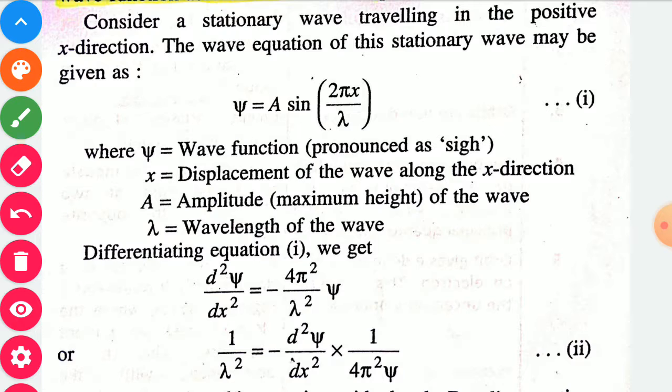If we differentiate equation number 1, we get d square psi upon dx square is equal to minus 4 pi square upon lambda square into psi. This we may also write as 1 upon lambda square is equal to minus d square psi upon dx square multiplied by 1 upon 4 pi square psi.